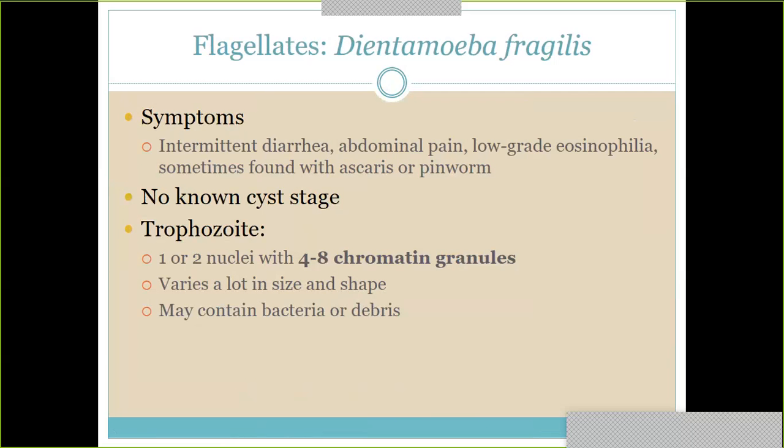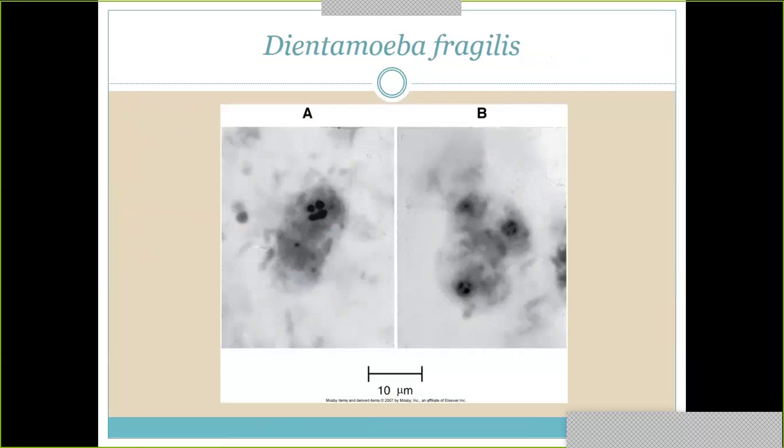All right, and then the other intestinal pathogen was Dientamoeba fragilis. Again, no cyst stage at this time that we're really aware of. The trophozoite stage is what we identify, and so it's going to look like an amoeba, kind of blobby-like, but again, it is a flagellate. You're just not going to see the flagella coming off of it. It will have 1 to 2 nuclei, and in each nuclei, it has 4 to 8 chromatin granules.